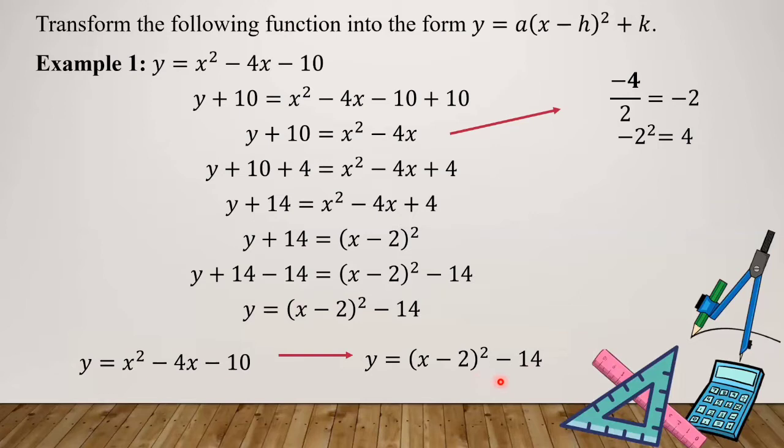Then now, we identify the value of h and k coordinates. So the value of h is positive 2. So bakit nga ba naging positive 2? Because we get the additive inverse of negative 2, which is positive 2. Then the value of k is negative 14. So our h and k is 2 and negative 14.